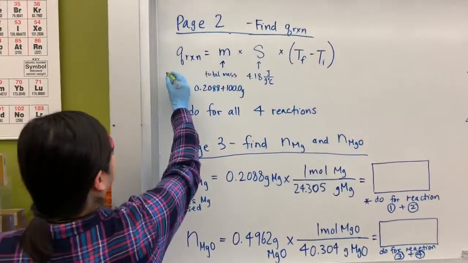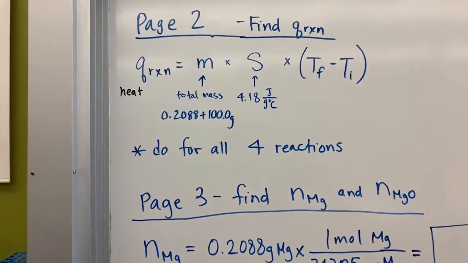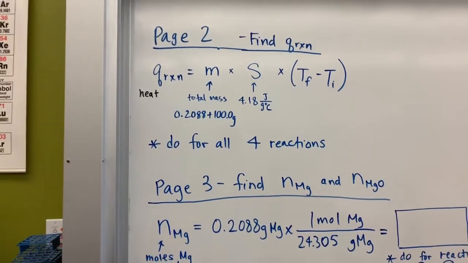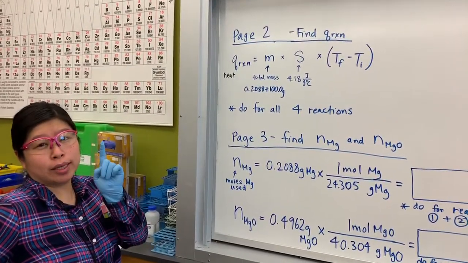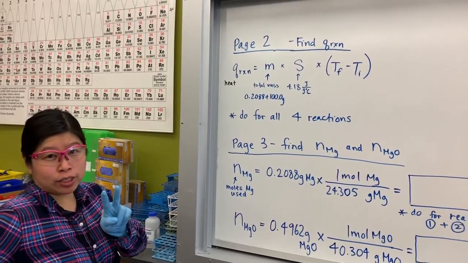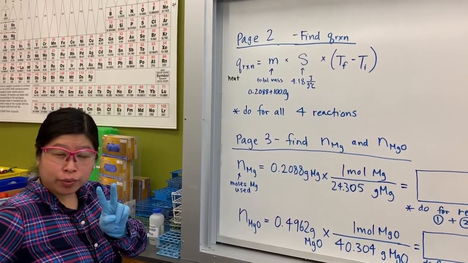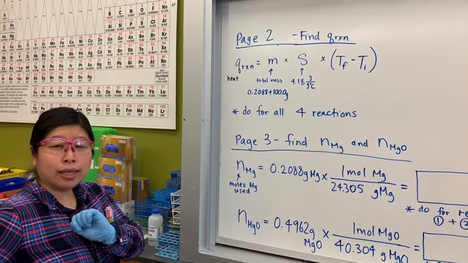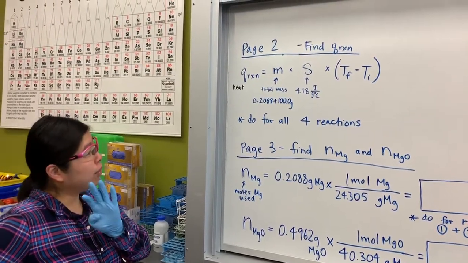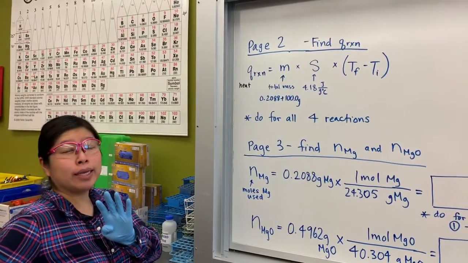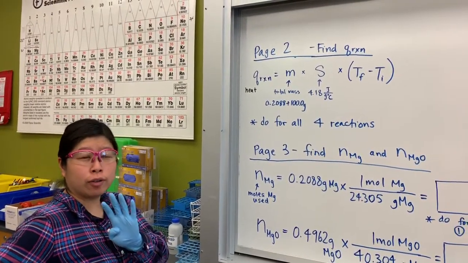Q is just heat, right? Of each reaction that we've done. And remember, we did 4 cups or 4 calorimeters. So we did magnesium with HCl twice. I'm going to call that reaction 1 and reaction 2. Then we did magnesium oxide with HCl twice. So let's call that reaction 3 and reaction 4. So you've got to repeat the calculation for all 4 of the reactions.